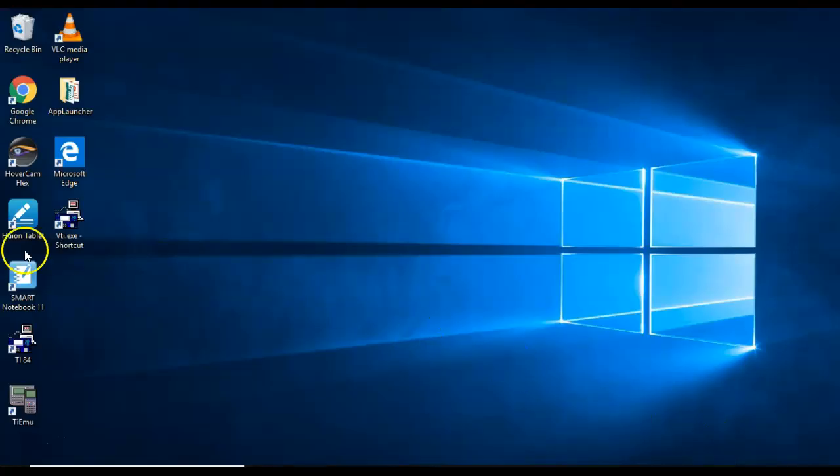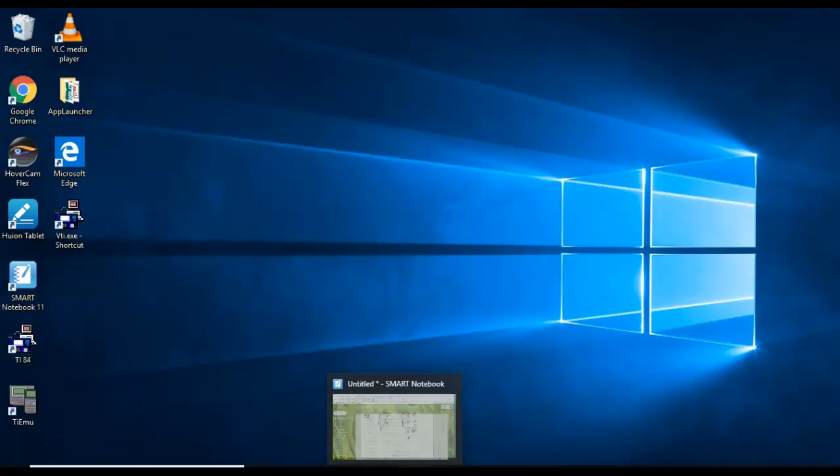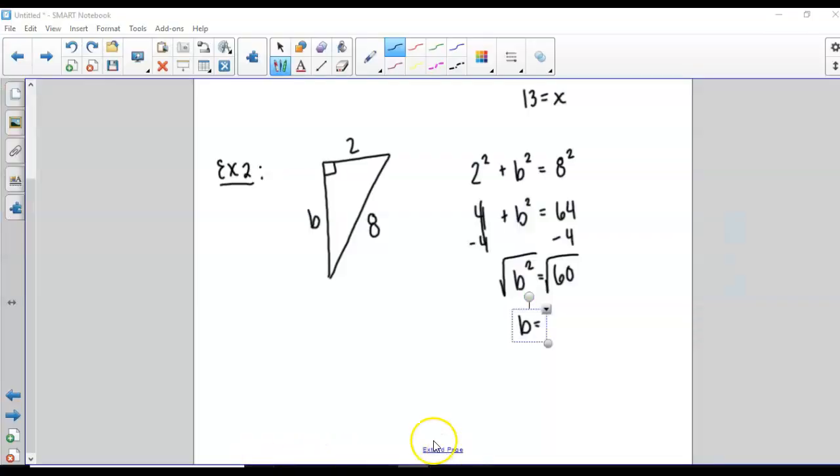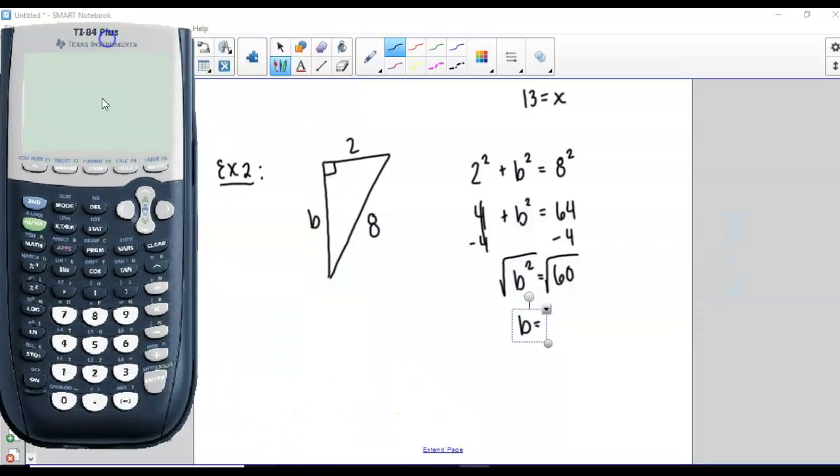I will let you use your calculators on this. Don't run and get them right now. I'm just going to use the one on the screen for right now. We'll get them in a second. So, to do a square root on your calculator, you'll do second and then the x squared button.